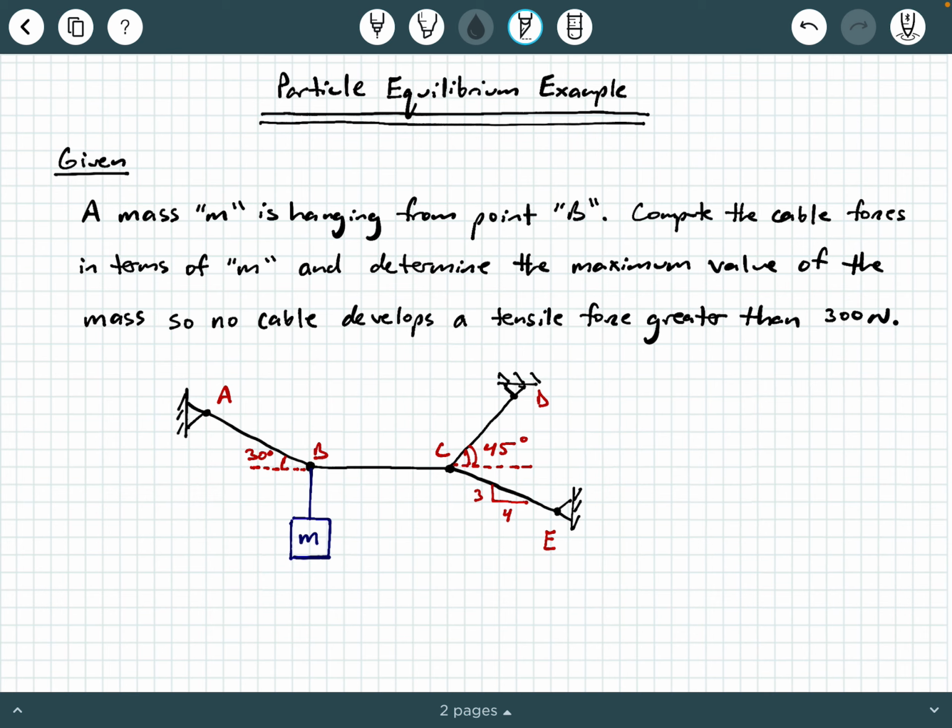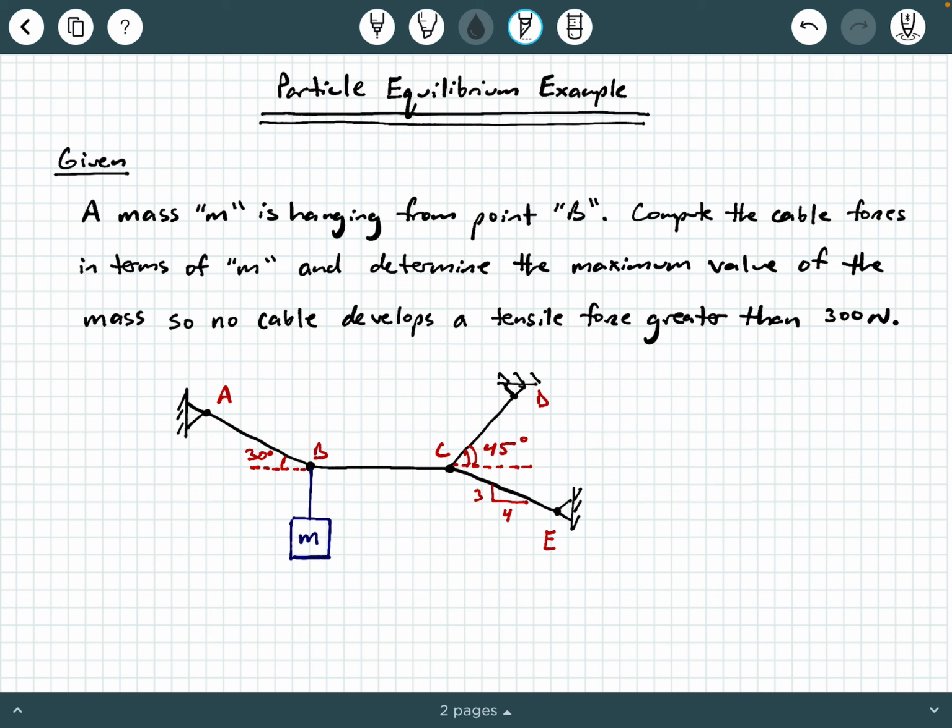In the given information, we're being told that a mass m is hanging from point B, and we're being asked to compute the cable forces in terms of that mass m and determine the maximum value of that mass so that no cable develops a tensile force greater than 300 newtons.